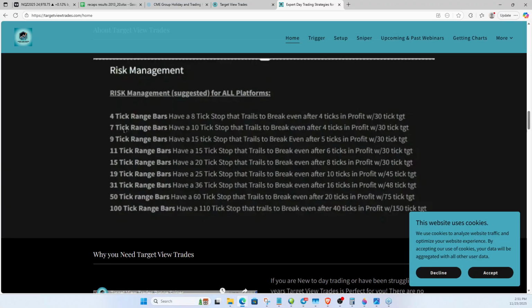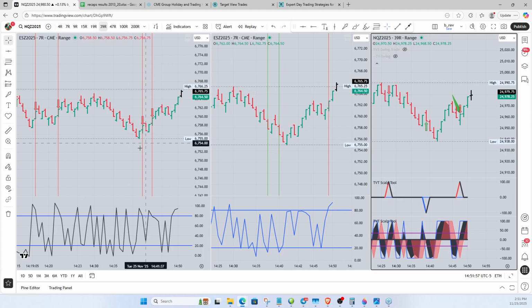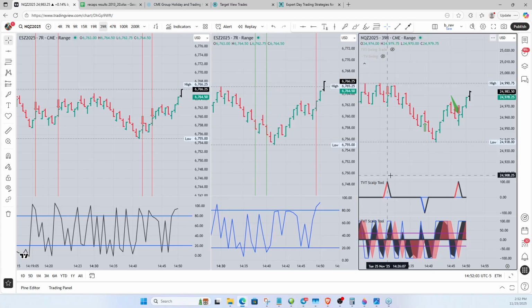But right now, the other market that I have on is the ES on the 7 range. It has a 10 tick stop, trails to break even after 4 ticks in profit with a 30 tick target. Actually, I think it might be a full 30 tick target on it. So we just have to wait for some more trades. Okay.